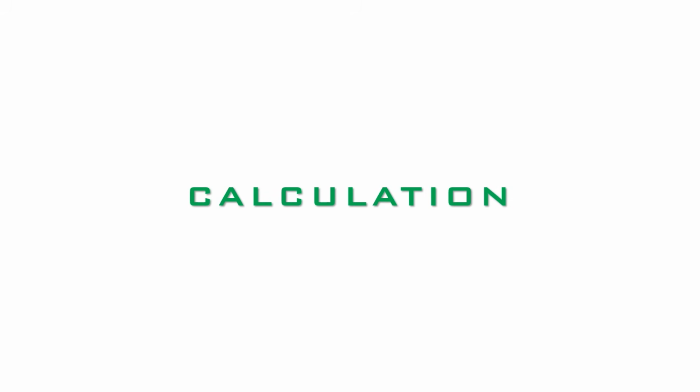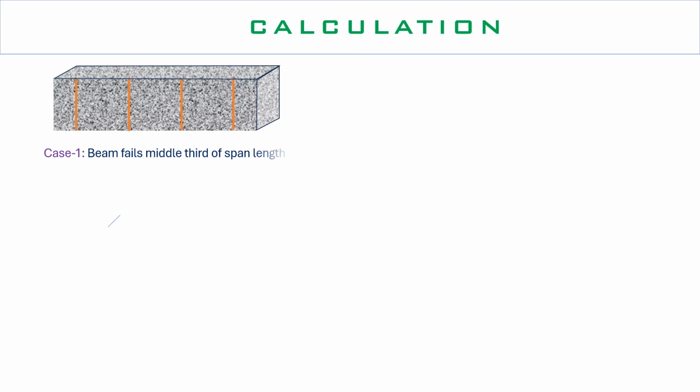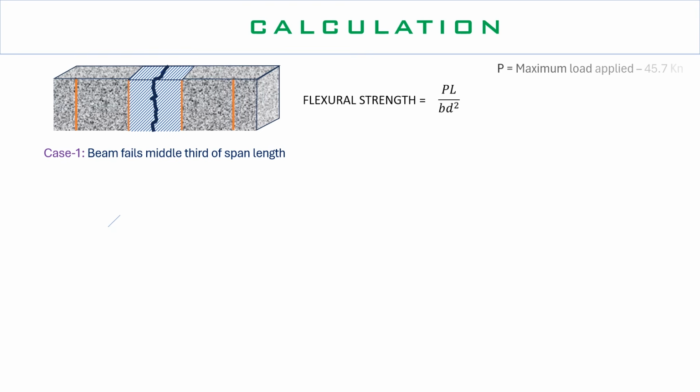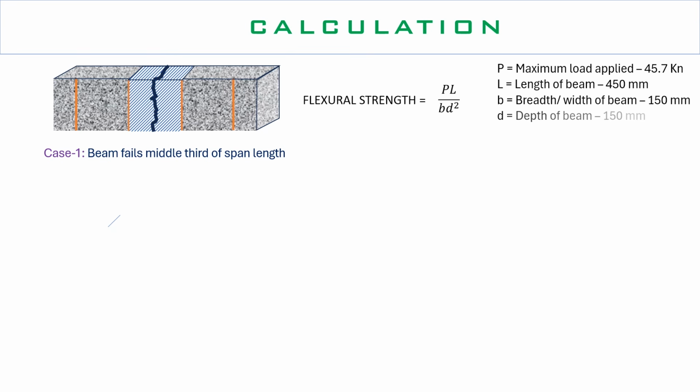Calculation. For case 1, if the beam fails in the middle third of the span length, then the flexural strength will be PL/BD². Here P equals maximum load applied, L equals length of beam, B equals breadth or width of beam, and D equals depth of beam.